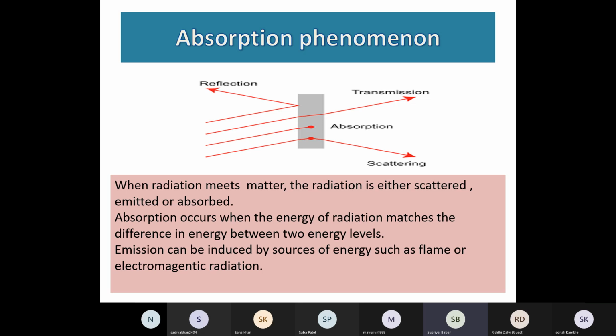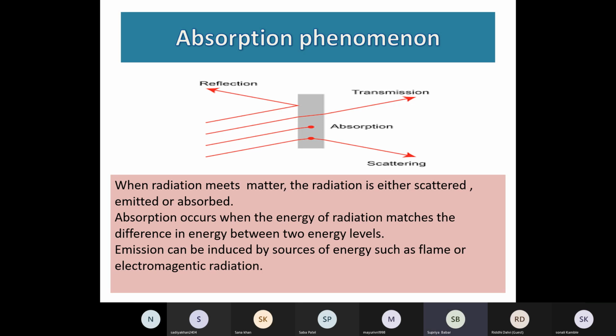Now see here, the big red line. What is reflection? When that beam of radiation is not getting absorbed by that substance, it will just strike it and go in a different direction. It will not be absorbed by the substance. So that we call reflection.